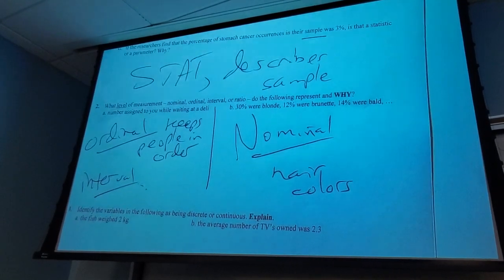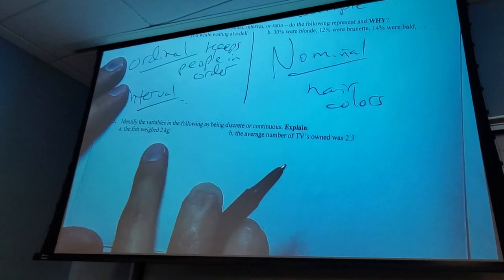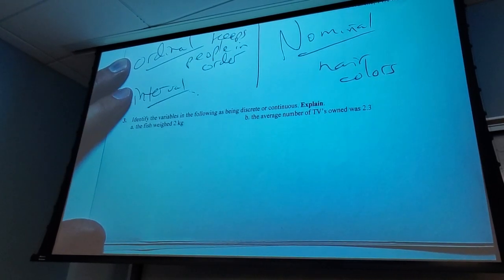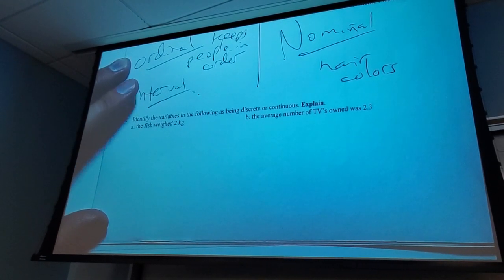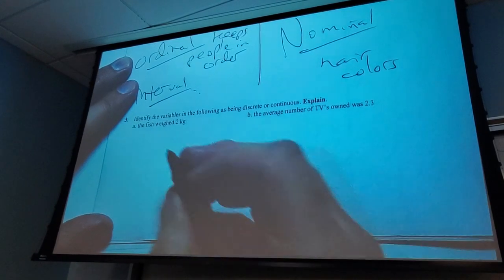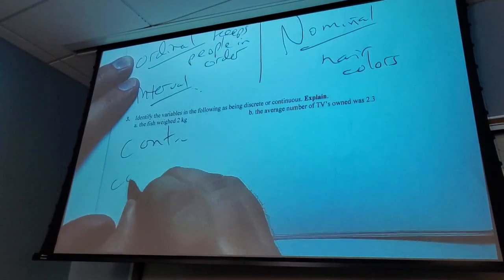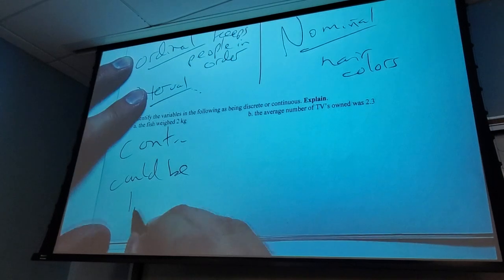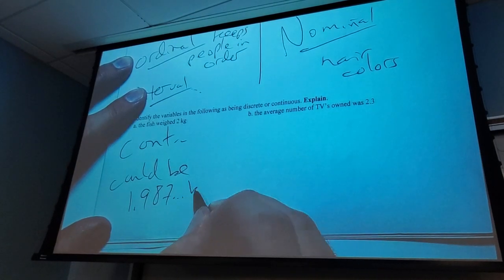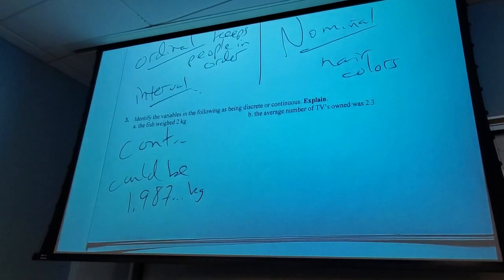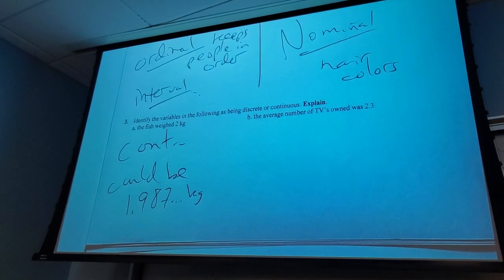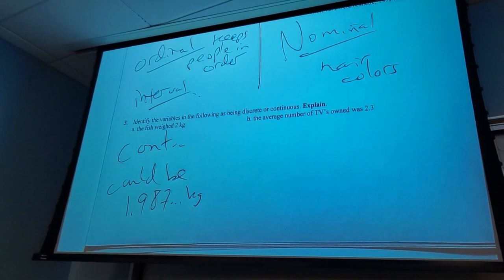So, number 3, same idea. They say the fish weighed 2 kilograms. What could it have been? Continuous. Yeah, it's continuous because it could have been 1.987 blah, blah, blah kilograms, right? And they just rounded it because we're normal humans, right?